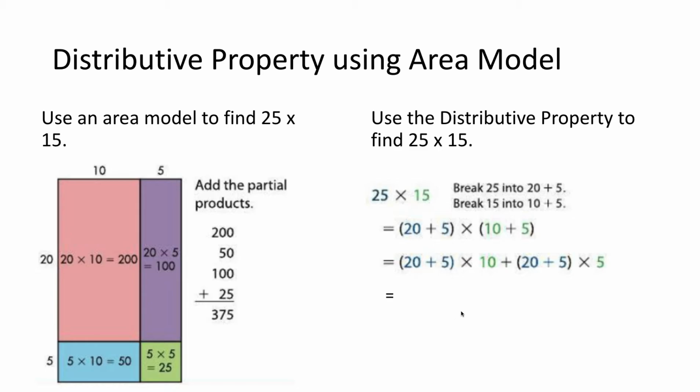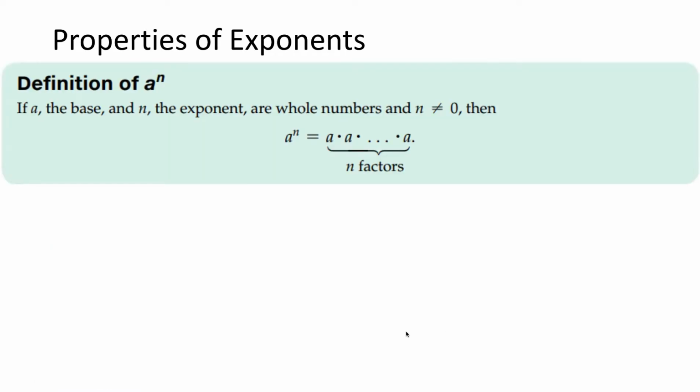So you get, oops, so you get what? Can I write it here? I don't think so. So you get 20 times 10, 200, this is what we have. 5 times 10, 50, 20 times 5, 100, plus 5 times 5, 25. So you get exactly the same product.